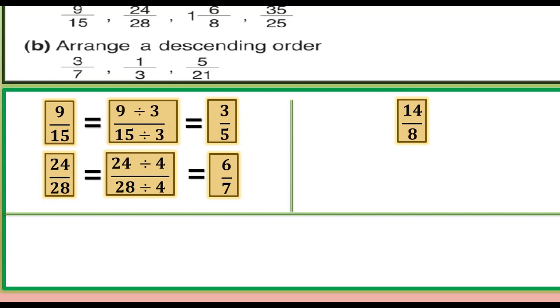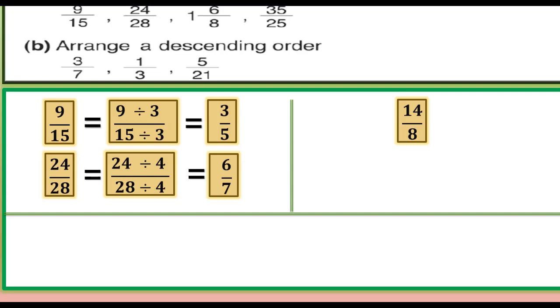Now simplify: divide both the numerator and the denominator by the highest common factor. For 14 over 8, we can divide both of them by 2. 14 divided by 2 equals 7 and 8 divided by 2 equals 4. So 7 over 4 in the simplest form. Don't forget to write 14 over 8 equals 7 over 4 in the simplest form.